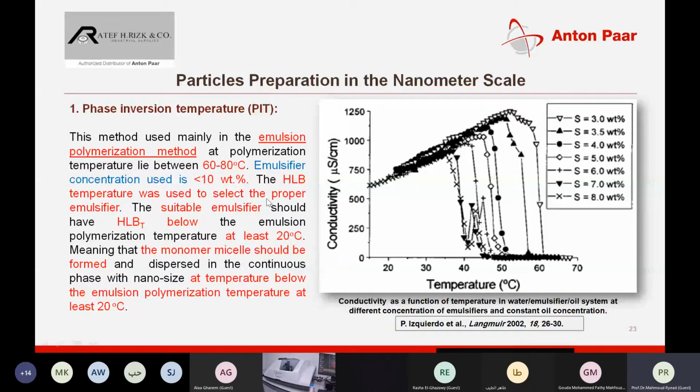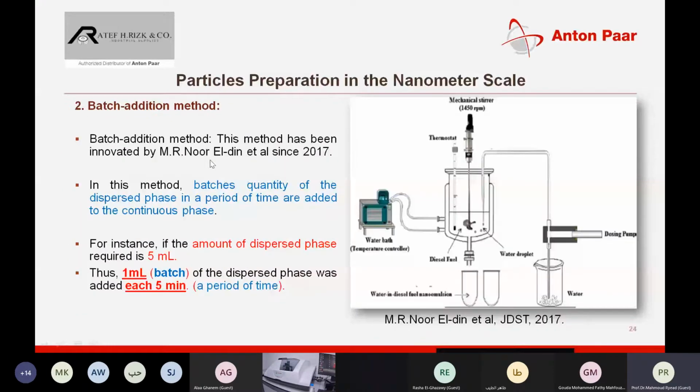The second method is batch addition. This method was invented by my group in 2017. In this method, batches of the dispersed phase quantity are added into the continuous phase over a period of time. For instance, if the amount of dispersed phase required is 5 ml, 1 ml batches of dispersed phase are added each time over a period of time.